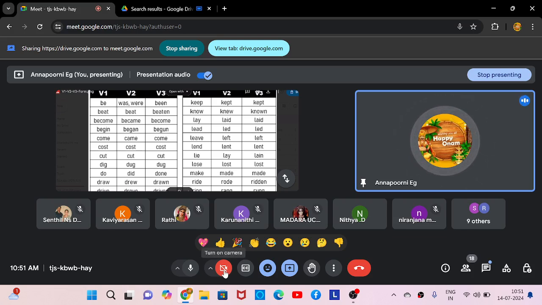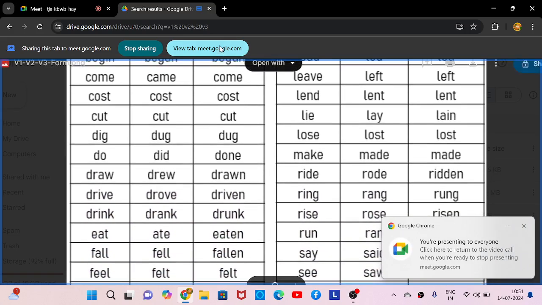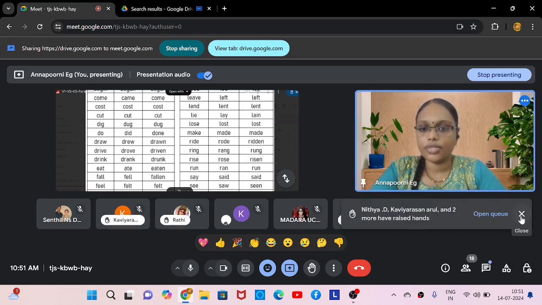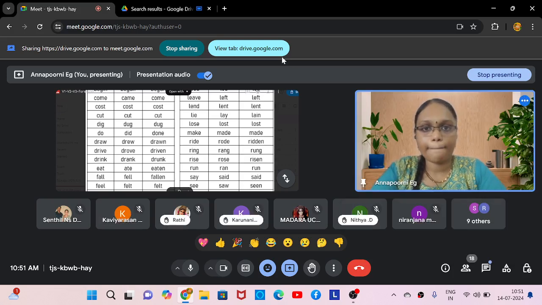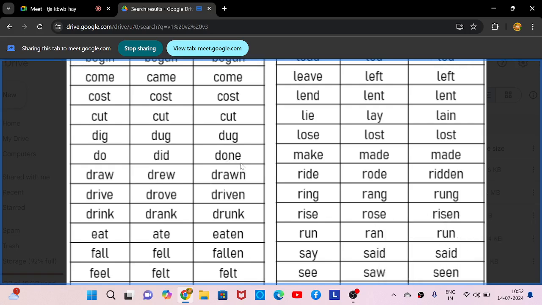So, now moving to the next 5 words. Who is willing to read the next 5 verbs? Drive, drink, eat, fall and feel. Who can read it? Kavini, you can read. Okay, ma'am. Drive, drove, driven. Drink, drank, drunk. Eat, ate, eaten. Fall, fell, fallen. Feel, felt, felt. Very good. Okay. So, I will start with Kavini itself. Can you give an example for drive? I know to drive cycle or car. Very good.